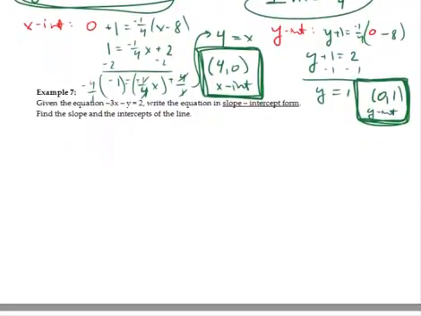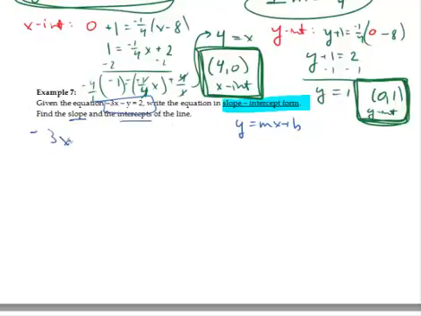Now the last two examples didn't specify what type of equation we had to write. This time we're going to specify that we must put our answer into slope-intercept form. And again, slope-intercept form is that one where it's y equals mx plus b. So here's the equation. We must get it to look like this one, and then it wants us to find the slope and the intercepts.